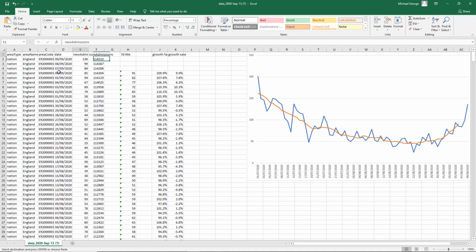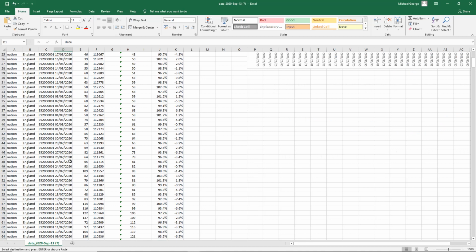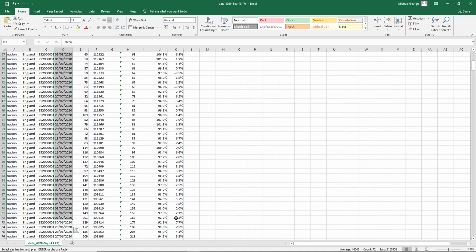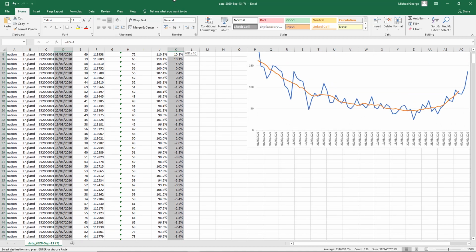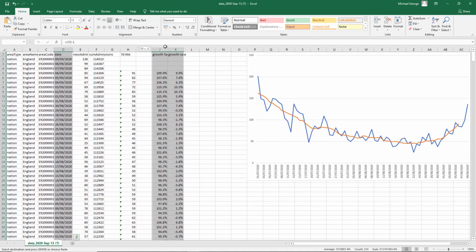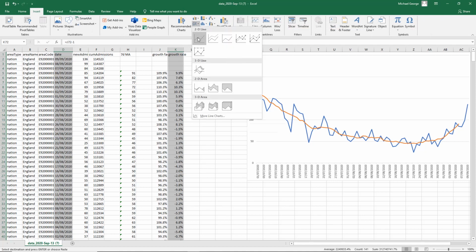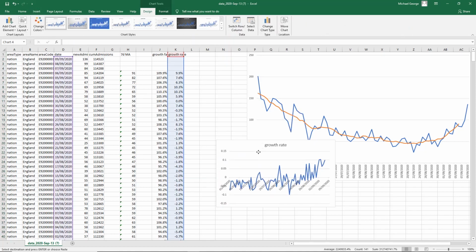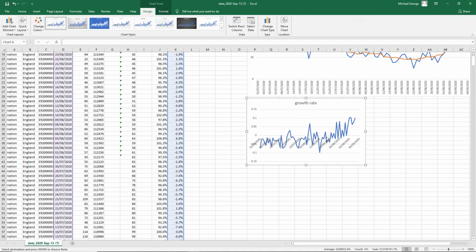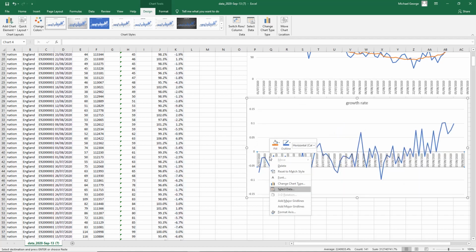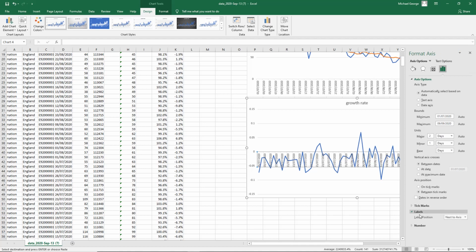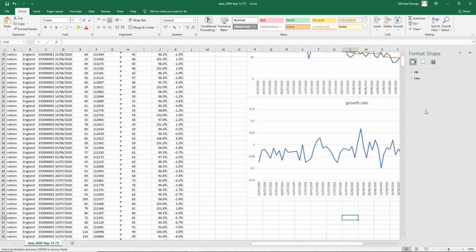So let's have a look at, for the same date range, that's from July the 1st onwards, what is that growth rate? So we're going to insert a chart like so. I'll need a little bit of a tidy up in a moment. So first things first, we're going to move the axis down to the bottom because it's obscuring the data. So that's a bit clearer now.